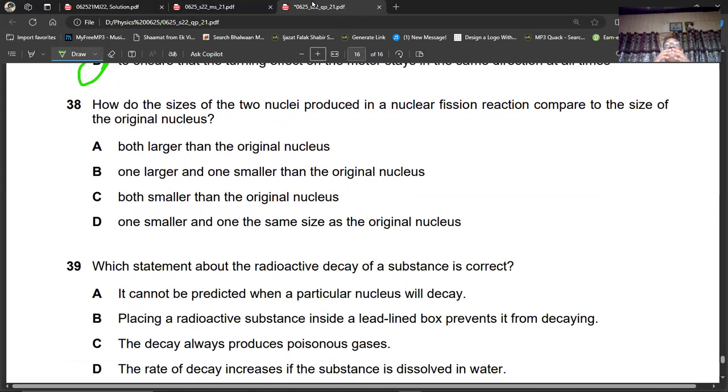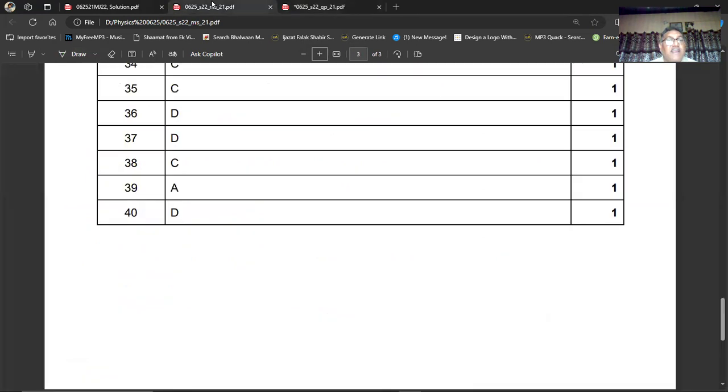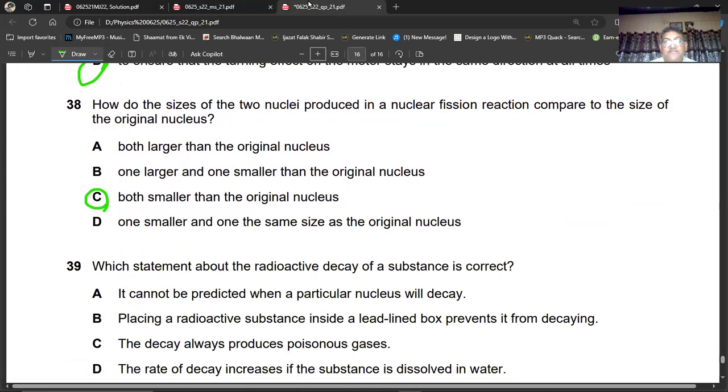You see, in the nuclear fission, a large nucleus is bombarded with a neutron and it splits into two smaller nuclei. So both are smaller than the original nucleus. So C is the right sentence. Question number 38, C is the right answer, sir.